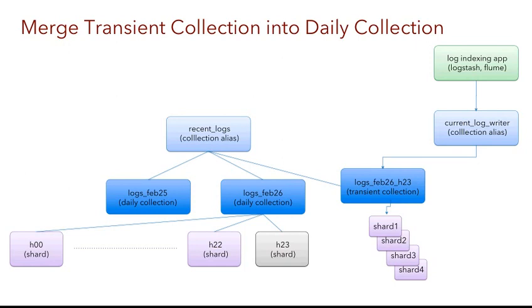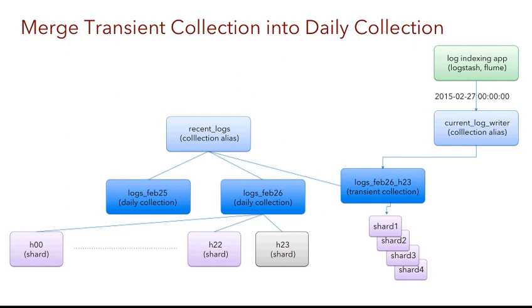And then we have the alias, the transient collection approach, which allows us to scale the writes. The problem is we have to have a way to go essentially from the transient collection into the hour collection when we roll over. So let's look at actually how that would work. Imagine now I was indexing into February 26, hour 23. Now imagine we have a log event coming in from our logging apps that rolls over to the next day, right? We've hit midnight on the 27th.